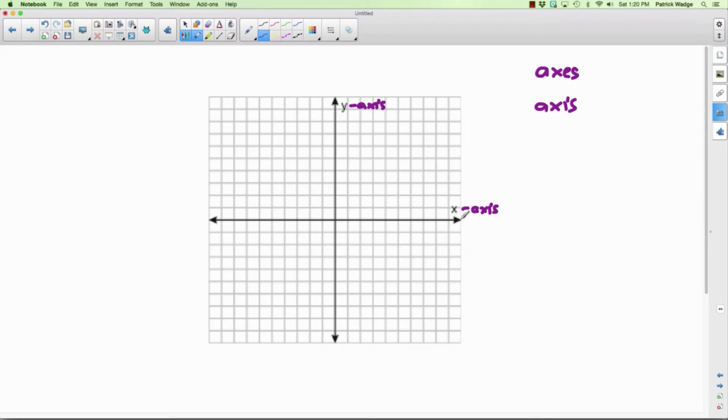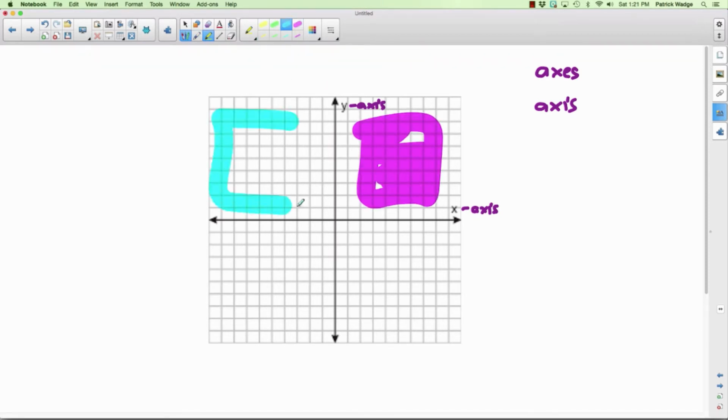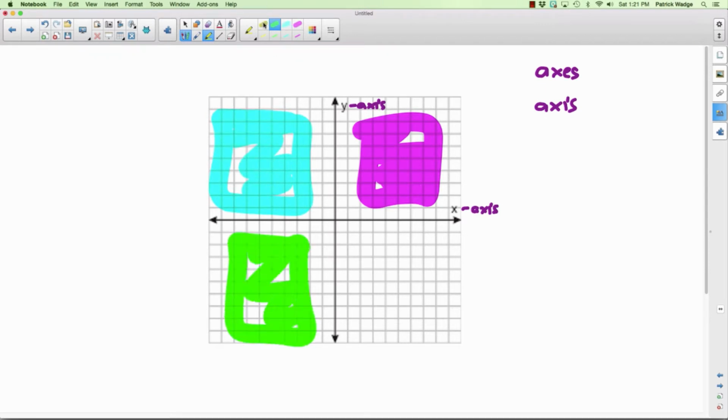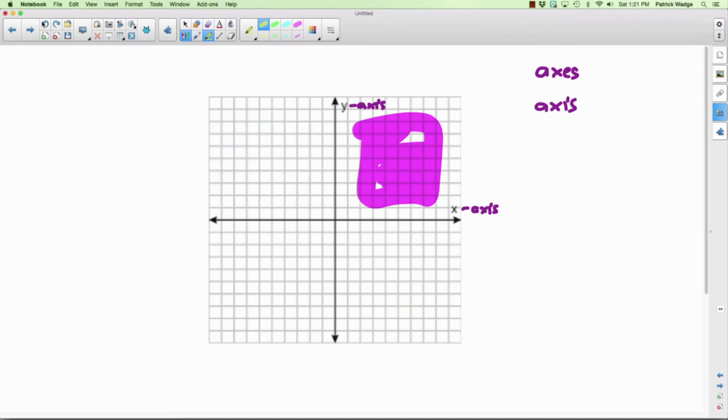Now, when you cross those two lines, the X-axis and the Y-axis, you end up with four different areas, don't you? You end up with this area here, this area here, this area here, and this area here. Four of them. Do you know what you call those four areas? Each one of them has a name. They're all called quadrants.